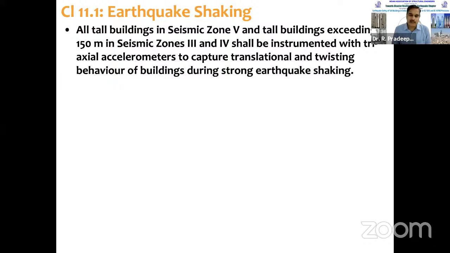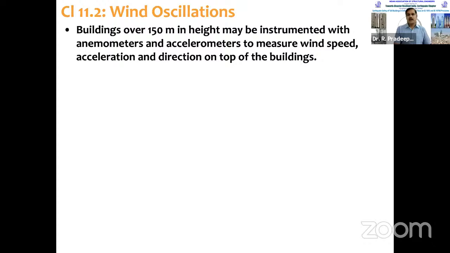In many other countries which are technologically more advanced than India, they have adopted this. They are using this so that their database is rich, so that new improvements can be made in those empirical expressions. This is a recommendation from the IS code, that is the 16700 tall building code. But in practice, not many buildings are instrumented with this equipment. And for wind oscillations also, if it is over 150 meters, then it should be instrumented to measure the wind speed.